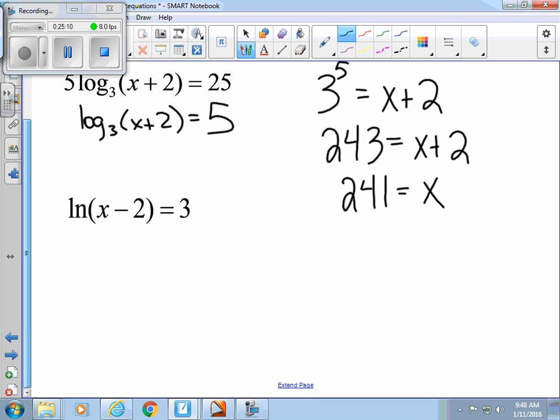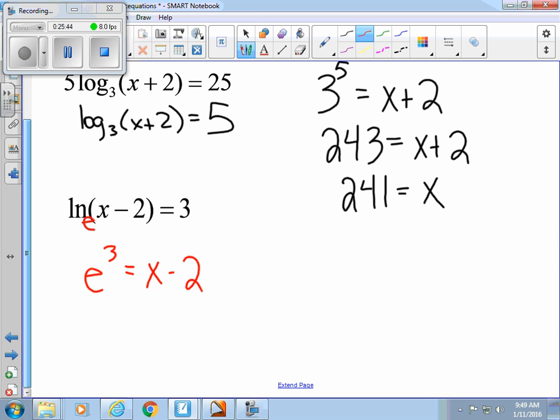On the next one, do I already have a logarithm equals a number? I do. So what do I do? Just rewrite it. Uh-oh. What's the base? E. How do you know it's E? Because it's natural log. Remember, anytime you see natural log, you want to write in a little E there to remind yourself that natural log is log base E. So now I can rewrite it as E cubed equals x minus 2.